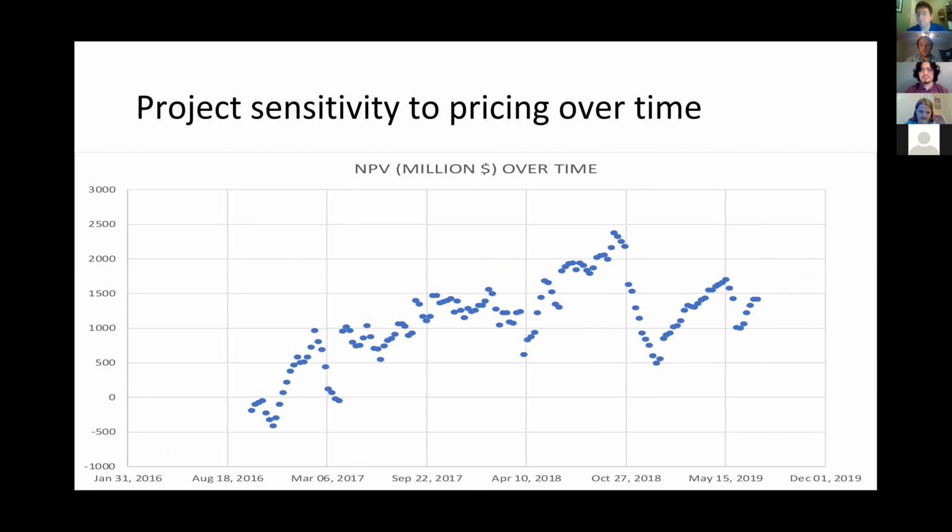And this is just continued. So this is a project sensitivity to the component pricing, to the commodity pricing, sorry. And as you can see, and this is something that we expected, this project is very, very, very sensitive to commodity pricing. You can see there's tons of highs and lows. And obviously, intuitively we knew that going in, but I think this kind of shows us really just how sensitive it is to commodity pricing.